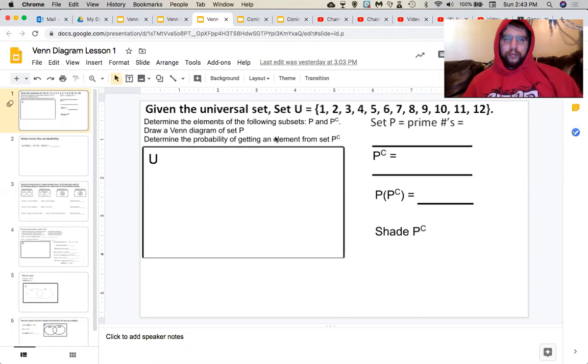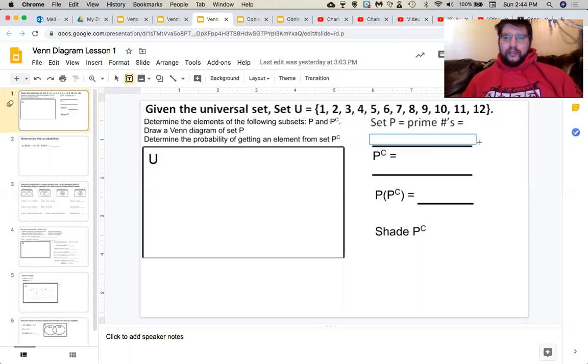So the first kind of problem, we're given the universal set, which is the natural numbers 1 through 12, and it tells us to determine the elements in the following subsets, P and P complement. Draw a Venn diagram of set P. Determine the probability of getting an element from set P complement. So if we look, P is the prime numbers. If you remember, it's all the numbers that have 1 and itself as its only factors. So 1 does actually not count as a prime number.